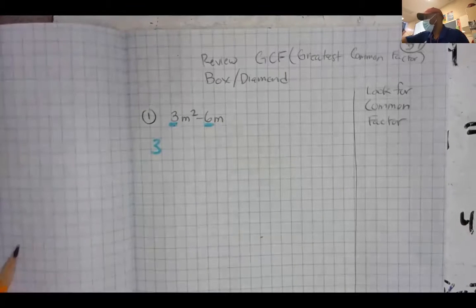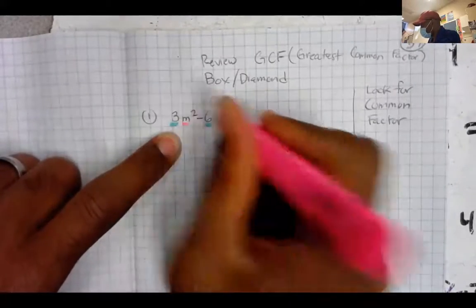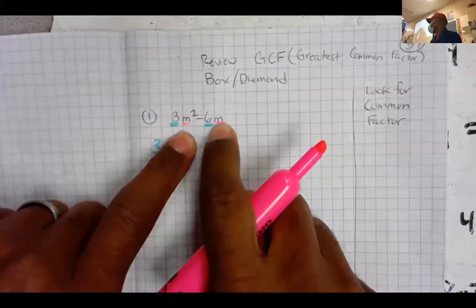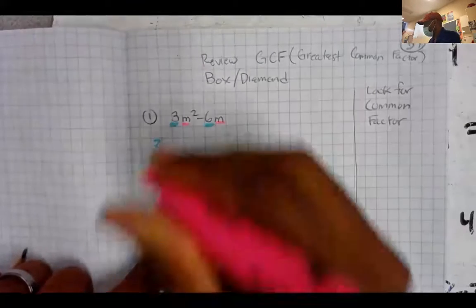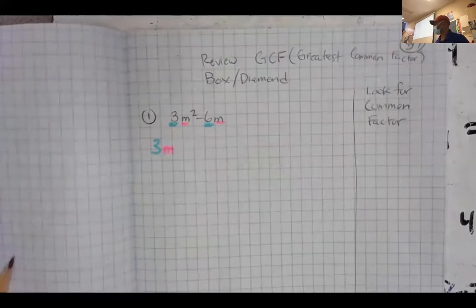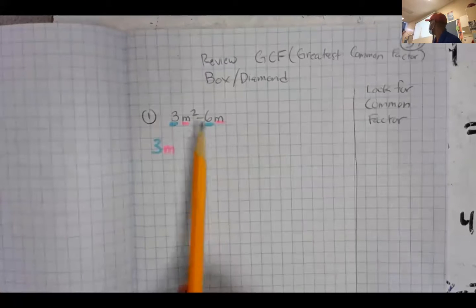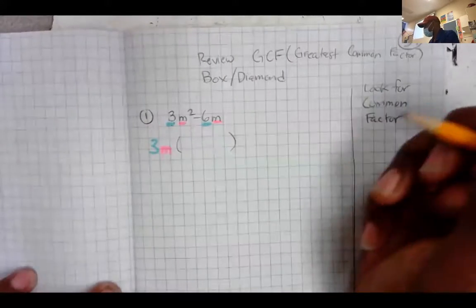Now, if I'm looking at the variable part, how many m's do they have in common? They both have at least how many m's? At least 1. So 3m is the common factor between the two, because this has 2 m's, this has 1, but they both have at least 1.